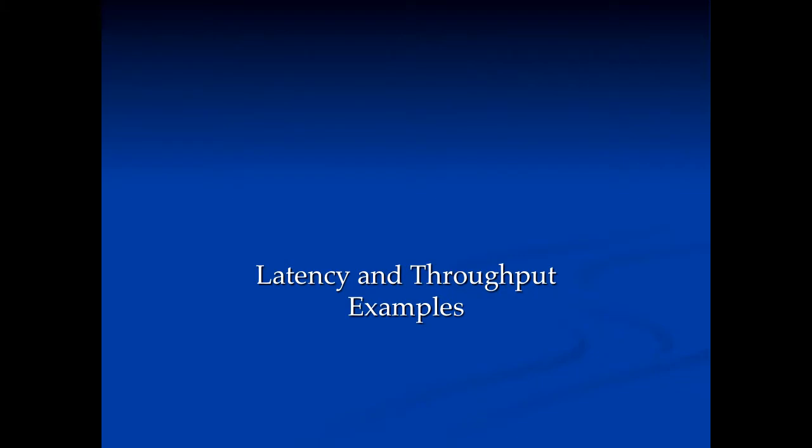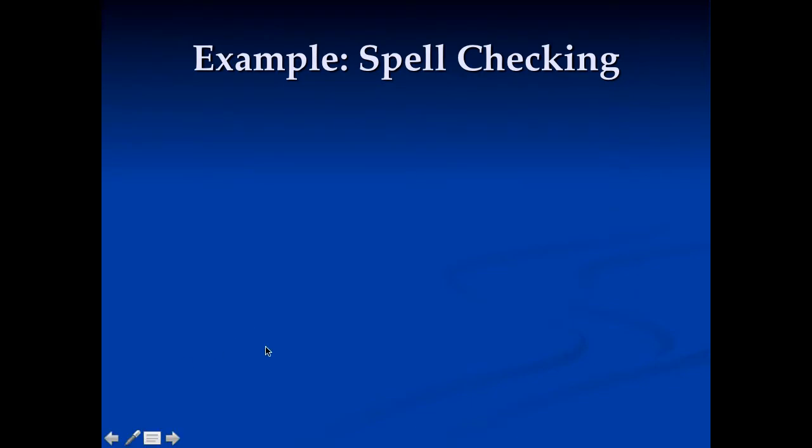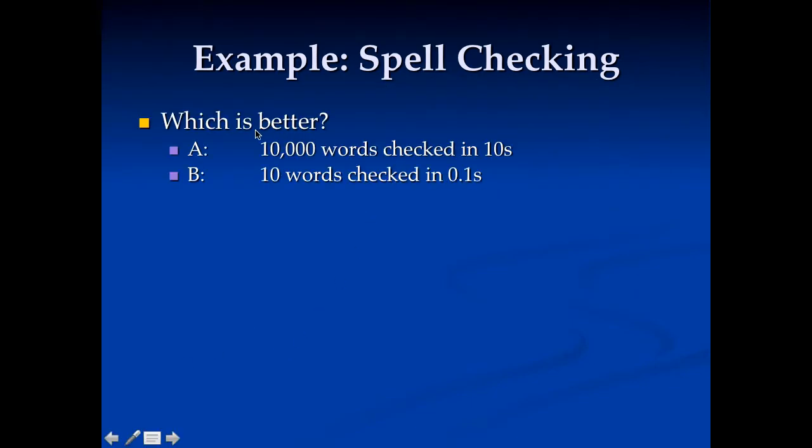Let's go through some examples of latency and throughput in computing systems. So the first example here is something we should all be familiar with, that's spell checking a document. And now here's a question. Which one of these is better? A system that can do 10,000 words checked in 10 seconds, or a system that can check 10 words in 0.1 seconds?